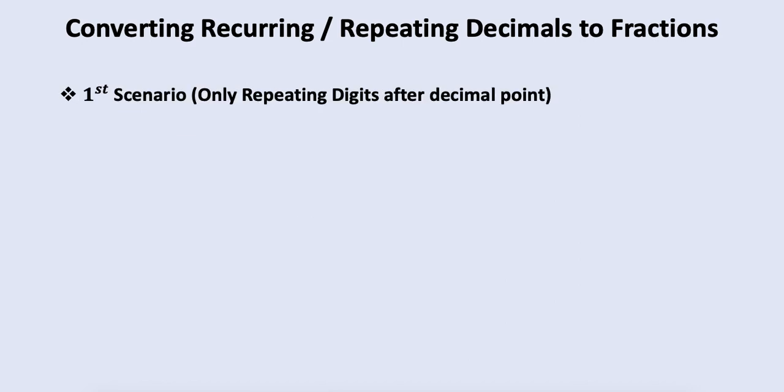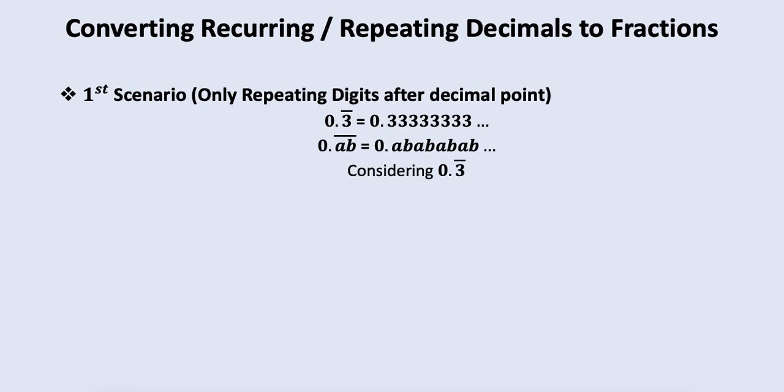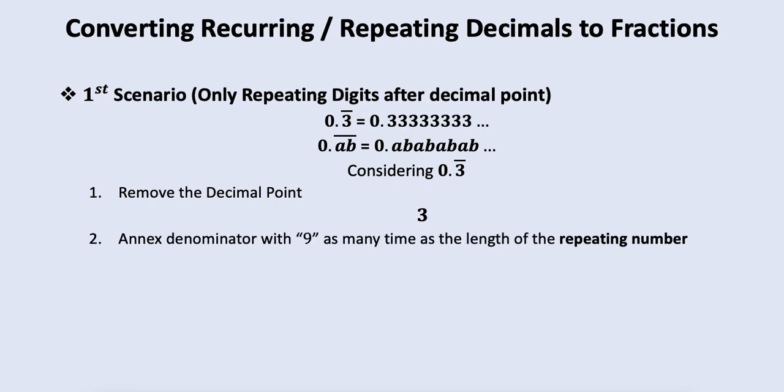So there could be two scenarios. In the first scenario, we have only repeating digits after the decimal point, just like in this, and this could be in the form of a variable as well. If I consider the first one, what are the steps to solve this? The first step is to remove the decimal point, so this will become 3. The second step, and the main step, is to make the denominator 9 as many times as the length of the repeating number. Because in this scenario the repeating number is 3, which has a length of 1, we divide this by 1 times 9.